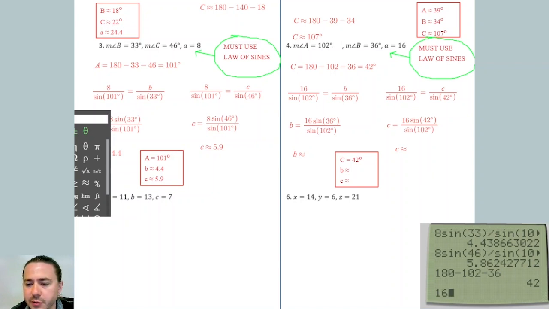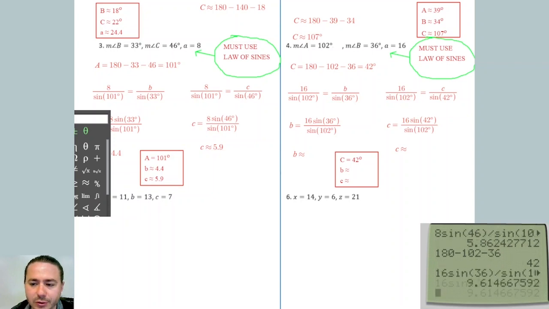Law of sines problems, for some reason, just seem to go a little faster, I feel like, especially since you find both sides basically the same way, and then it's just a matter of plugging in the right numbers. Usually doesn't take terribly long. So we're going to call this 9.6.